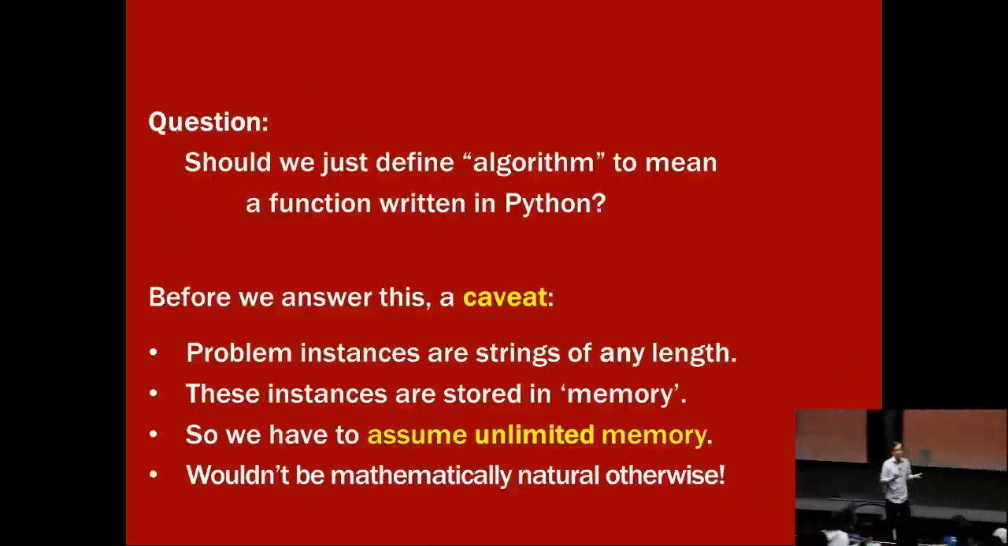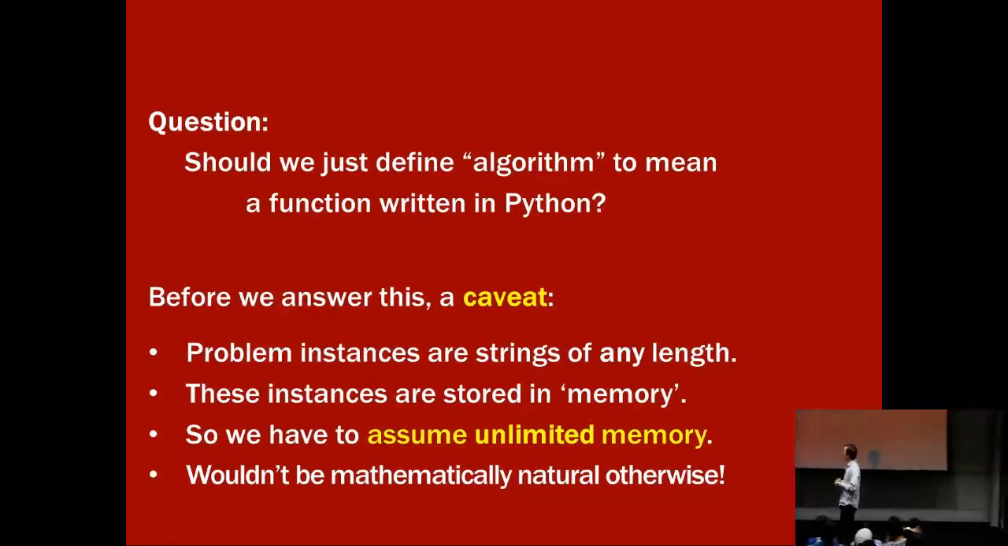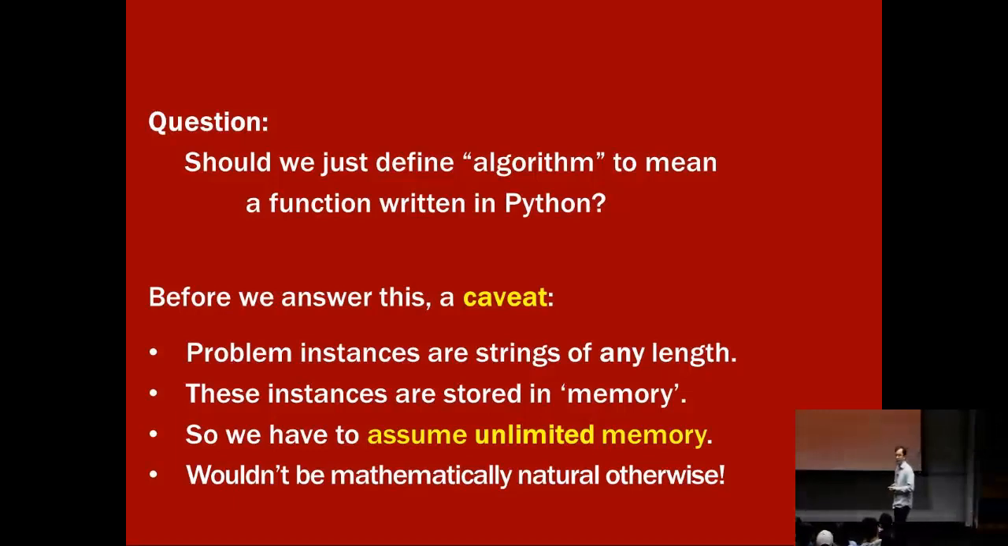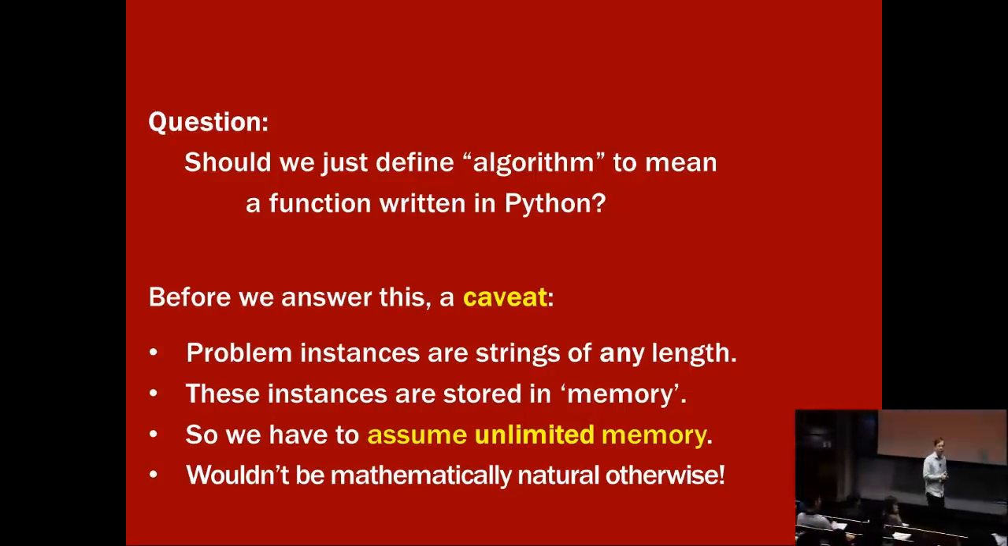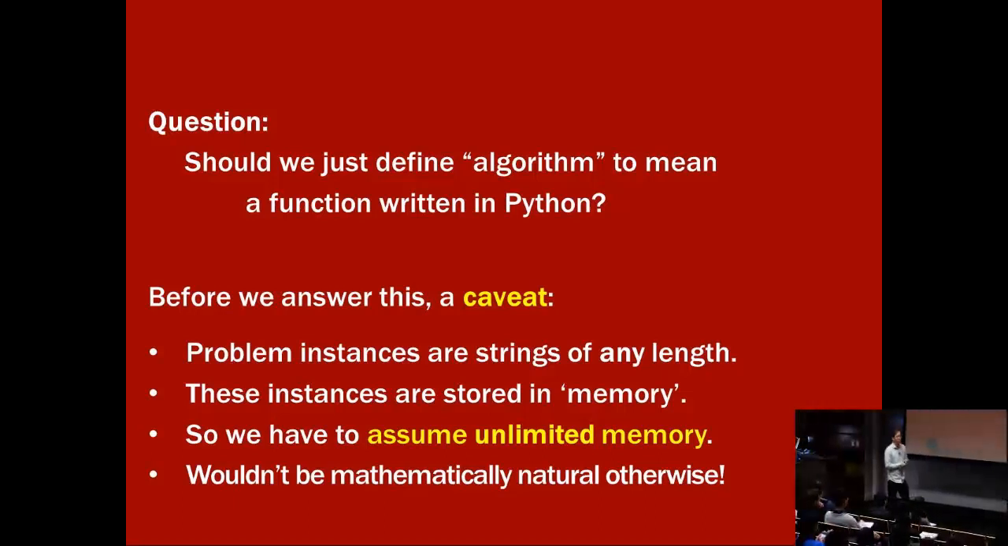And here's a question that we're facing. Maybe we should just define algorithm to mean a function written in Python. Is that a good definition? Why not? Yes? The person said Python is less powerful, and then he said another model of computation. Well, we'll see about that, actually.